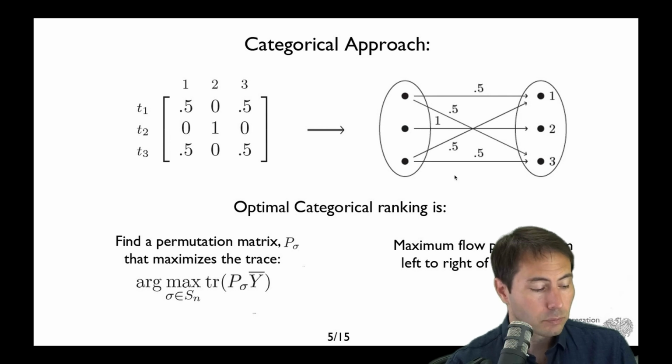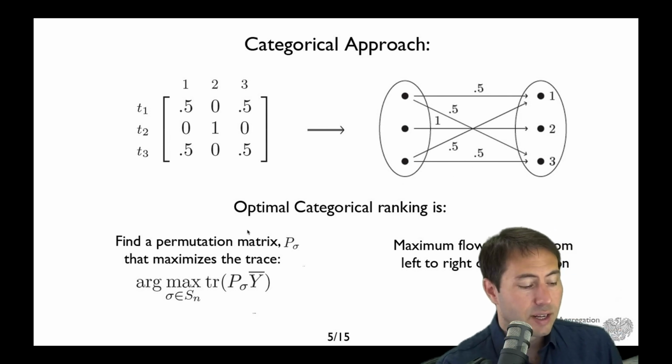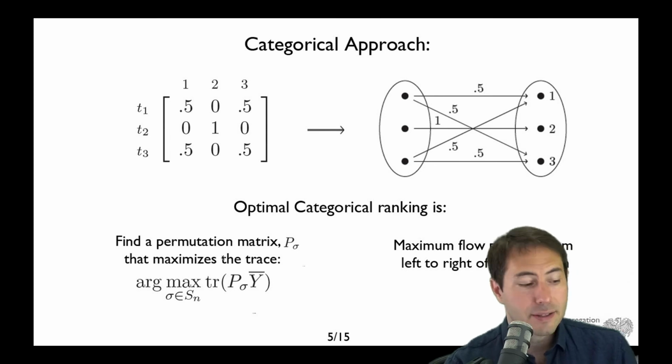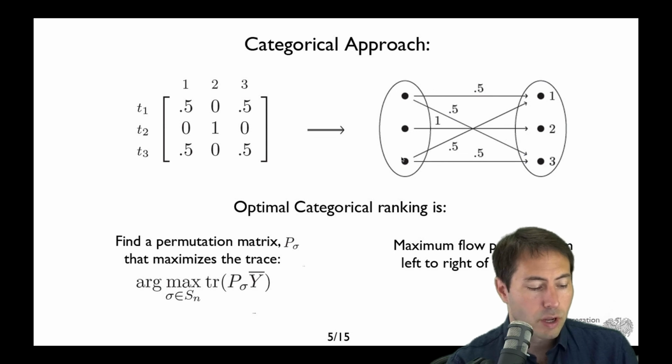So the optimal categorical ranking is finding a permutation matrix that maximizes the trace, that's the argmax of the trace of this permutation matrix for y hat. So we take our y hat and we're going to search over all the possible pathways. And what we're really saying is we're trying to maximize the flow possible from the left to the right. So of course, we would expect if this was 0.75 going to 1 and 0.25 going to 3, and this was 0.75 going to 3 and 0.25 going to 1, then the optimal ranking would be T1 goes to 1, T2 goes to 2, and T3 goes to 3.